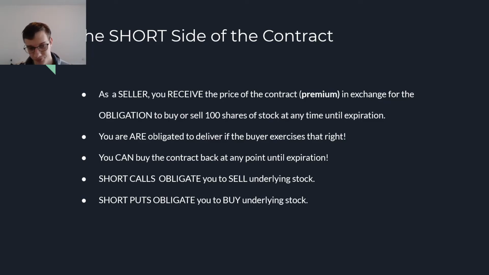So conversely with short puts, if you are long a put, that means you have the right to sell stock. Who do you have the right to sell stock to? Your other party in this contract. So you would sell stock to the seller. If you're selling stock to the seller, that means that the short side is obligated to buy the underlying stock. Just take the long side and flip it around. If you're long a put, you can sell the stock at any point. So if you're short the put, you are agreeing to buy that stock from the long holder of this option.